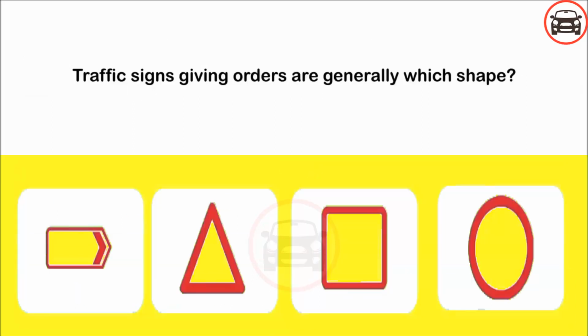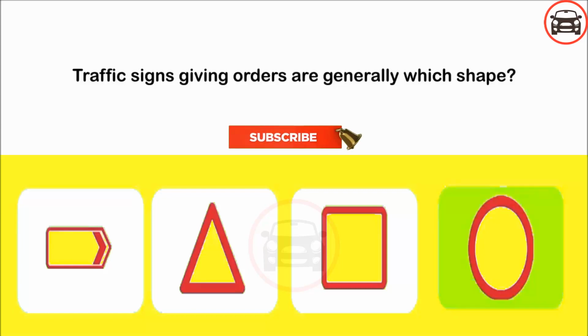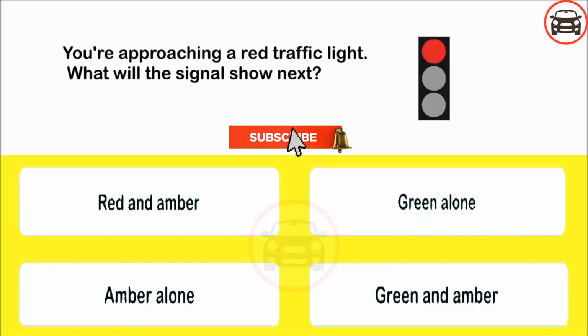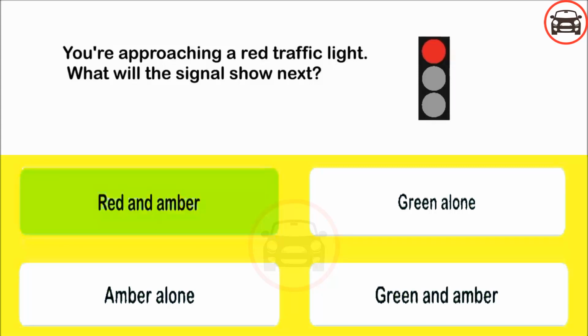Traffic signs giving orders are generally which shape? You're approaching a red traffic light. What will the signal show next? Red and amber. Green alone. Amber alone. Green and amber. Red and amber.